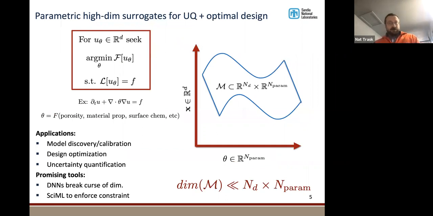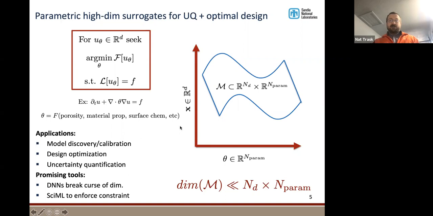Another place that we're using these things in the labs is to develop high-dimensional surrogates. So in uncertainty quantification and optimal design, it's very frequent that you'll have a model that's parametrized. Right, so you can think about this abstract problem where you have some solution u sub theta, and you'd like to calibrate your model to best match some sort of experimental data or so on. As a concrete example, you could think about some sort of material property that you're trying to calibrate. And this could be all sorts of things: porosity and subsurface flow, material properties, chemistry coefficients, all sorts of stuff.